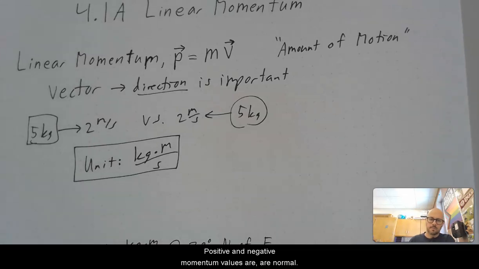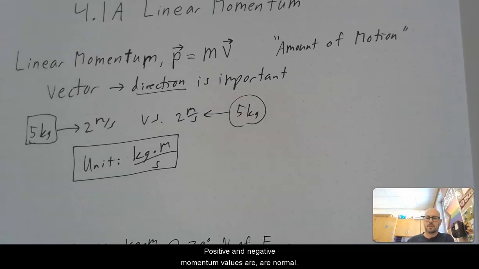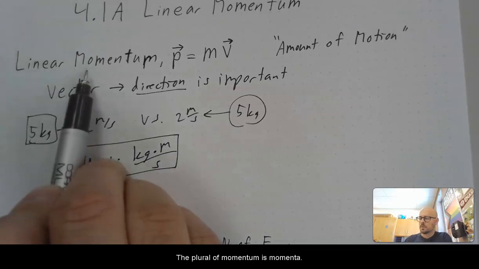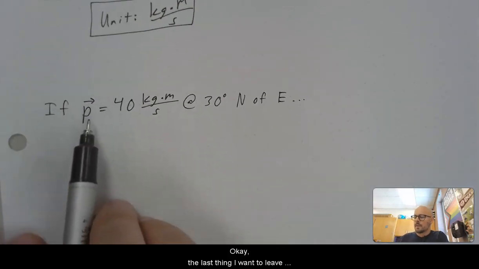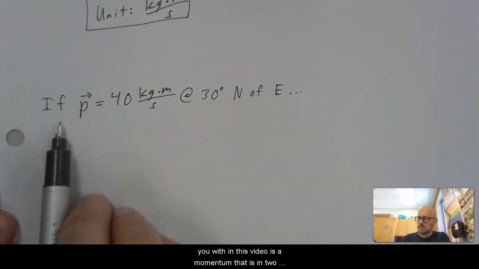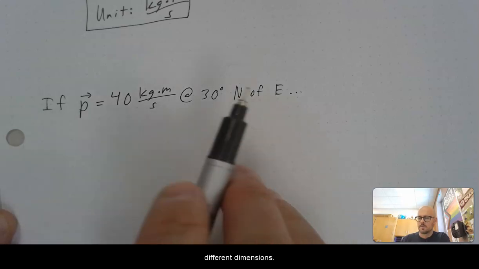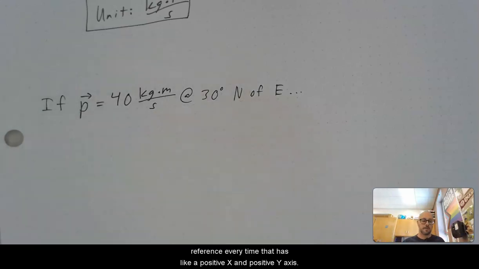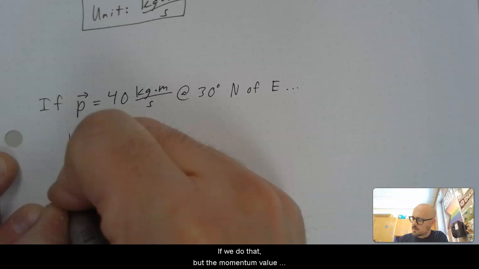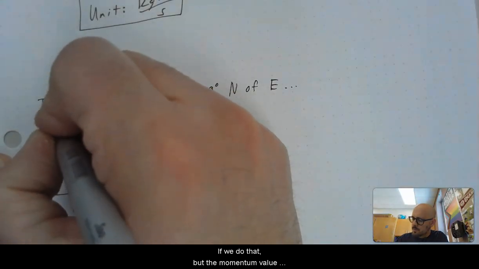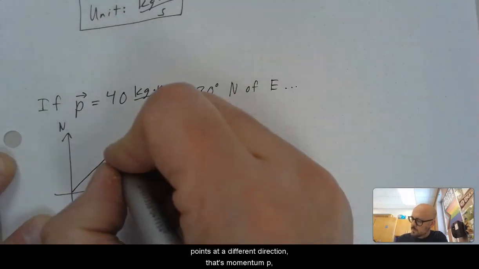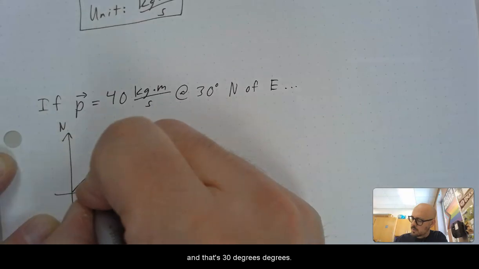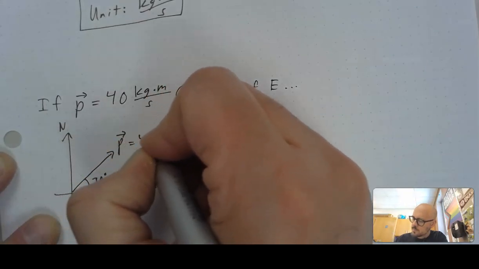Positive and negative momentum values are normal. The plural of momentum is momenta. I don't like saying that, but I will probably say it from time to time. Okay, the last thing I want to leave you with in this video is a momentum that is in 2 different dimensions. We set up a frame of reference every time that has like a positive x and positive y axis. If we do that, but the momentum value points at a different direction, that's momentum p, and that's 30 degrees.